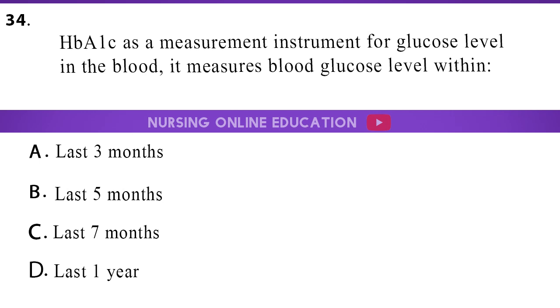34. HbA1c as a measurement instrument for glucose level in the blood measures blood glucose level within the A. last 3 months, B. last 5 months, C. last 7 months, D. last 1 year. The answer is option A, last 3 months.